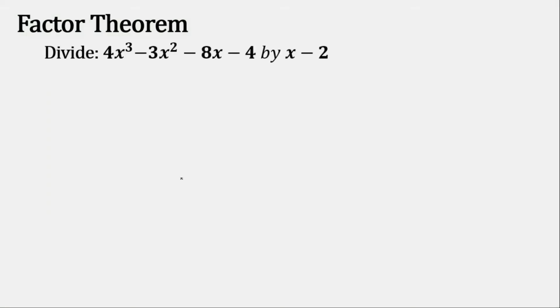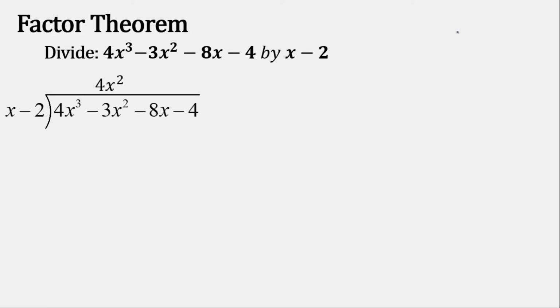Again, before anything else, let's try to divide this polynomial by this polynomial. As you can see, the divisor is in the form of x minus c, or a linear binomial. To divide that, let's divide the first term by the first term of the divisor. So that is 4x cubed divided by x. So we have 4x squared. Now let's multiply 4x squared by x minus 2.